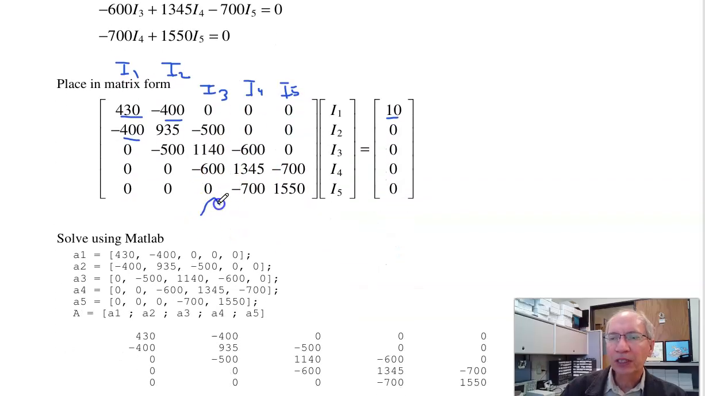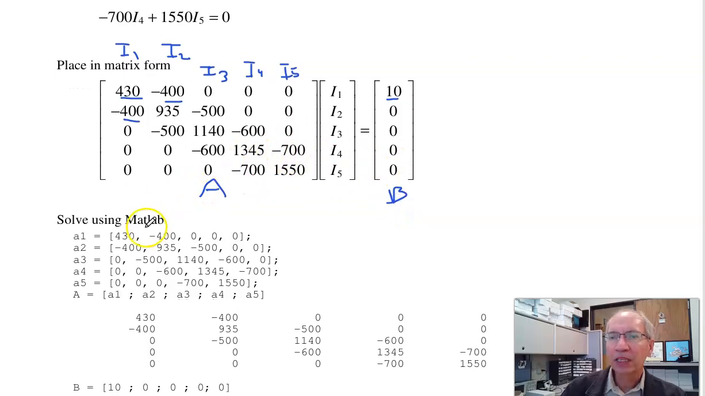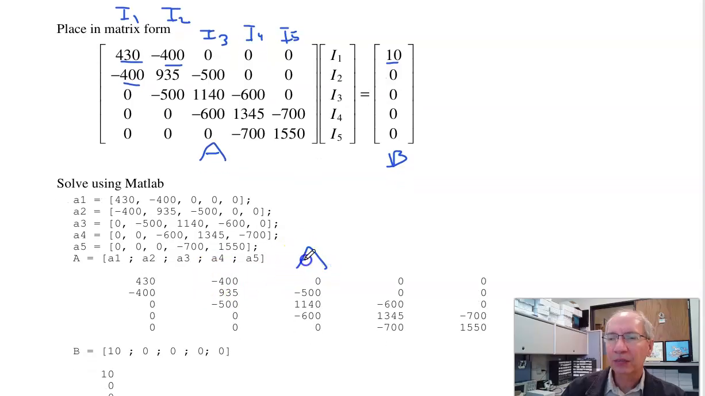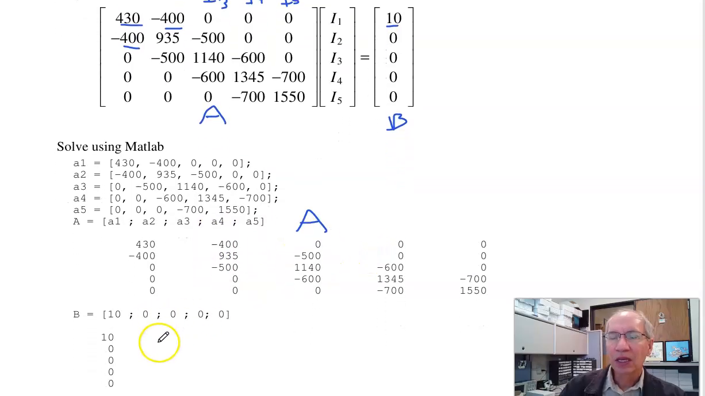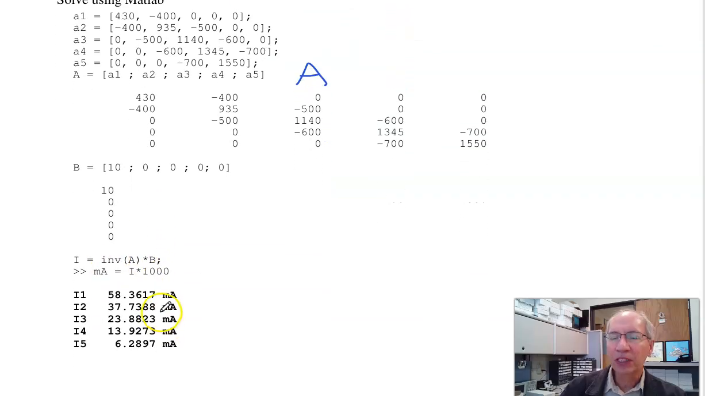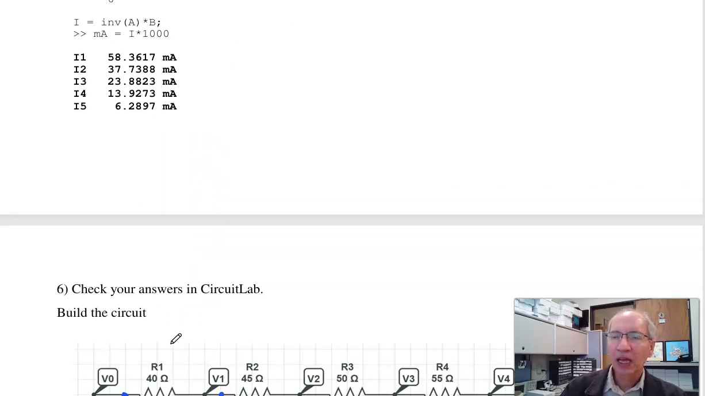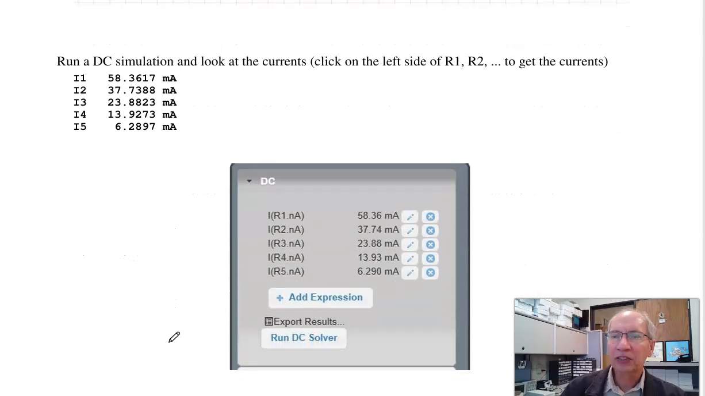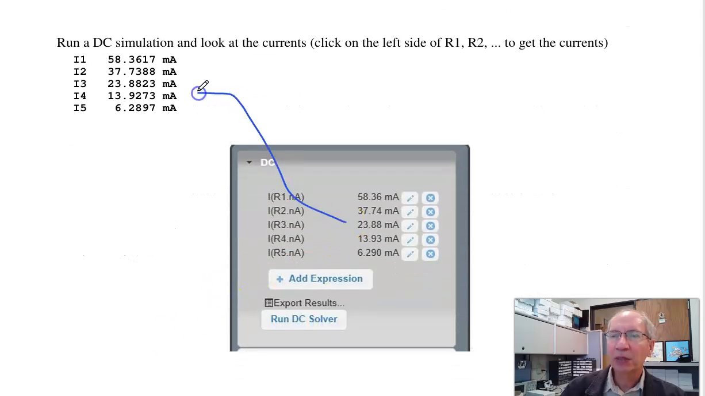Putting that in a matrix, let's call this matrix A, this matrix B, then the current is inverse of A times B. So inputting that, here's the first row, second row, third, fourth, fifth row, stack them all together, here's A. Here's B, current is inverse of A times B, and to match up with Circuit Lab, multiplied by 1,000, that's the current in milliamps. And if I check, the answer in Circuit Lab matches up with the answer in Matlab. If the two match up, you probably did it right.